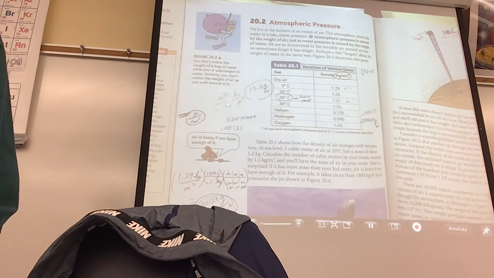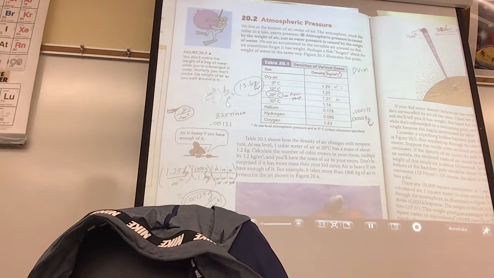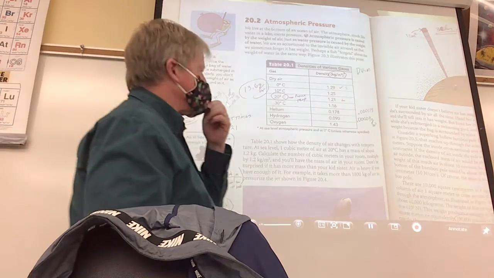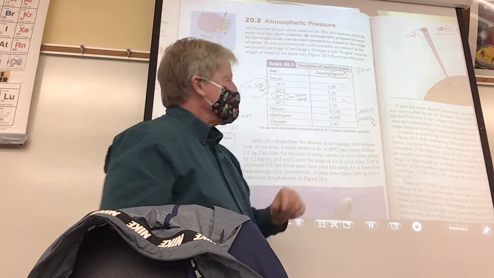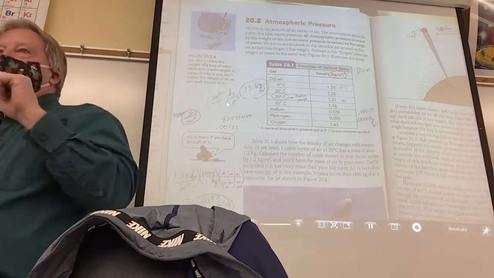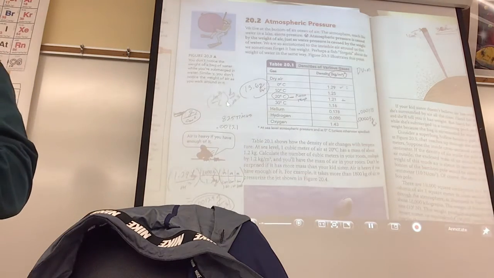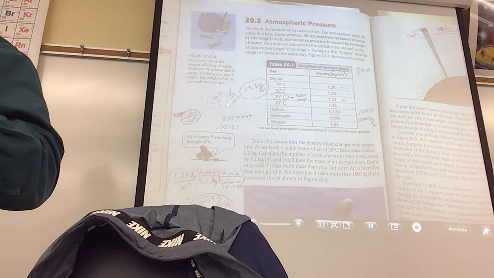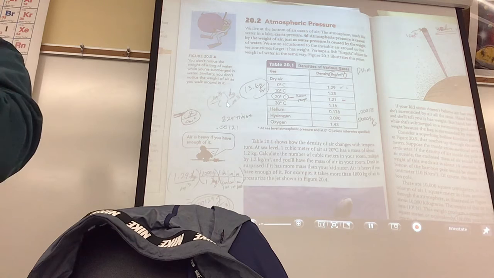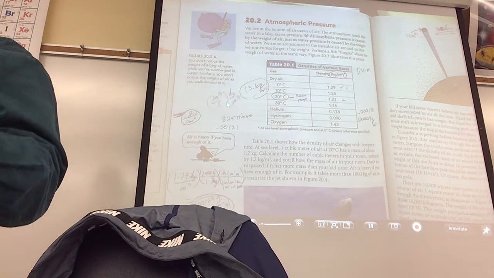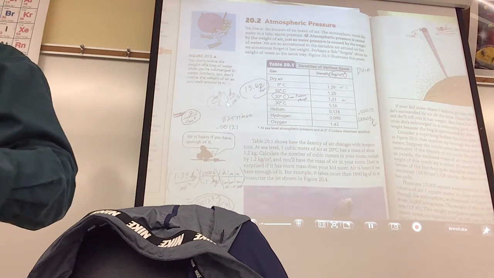The density of helium is 0.000178 grams per cubic centimeter. And you say, wow, that's even less dense than air, isn't it? Let's do this now. How many times less dense, or how many times more dense is air than helium?